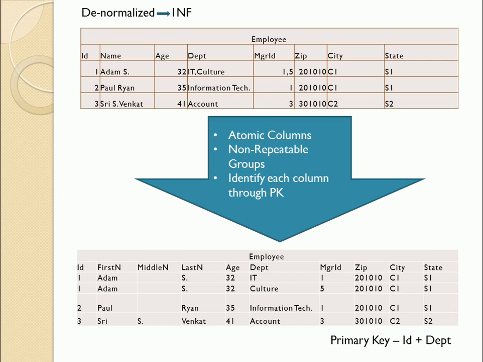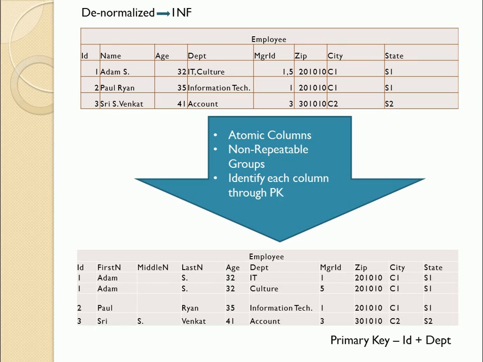So here is the example we are taking. We have our employee table which contains records of an employee, and an employee can have an ID, a name, an age, a department and managers, and some address detail like zip code, city and state. Here an employee can belong to multiple departments, more than one department.